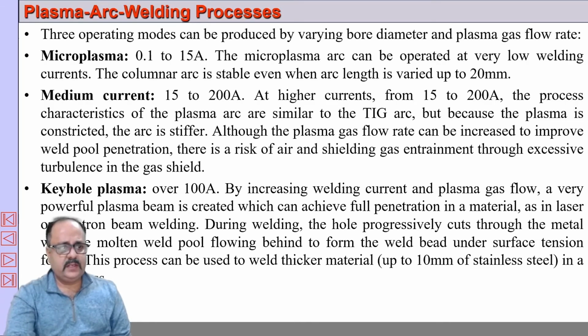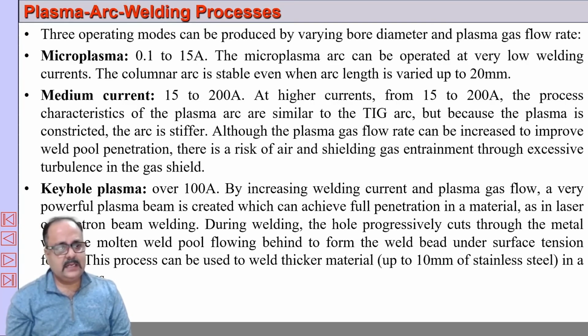There can be three variations of it: microplasma, when the current rating is very low, 0.1 to 15 ampere, medium current around 15 to 200 ampere, and high current. At medium currents, the process characteristics of plasma arc are similar to TIG welding, but the plasma is constricted and the arc is stiffer compared to TIG welding. Although the plasma flow rate can be increased to improve the weld penetration rate, there is a risk of air and shielding gas entrapment through excessive turbulence in the gas shield.